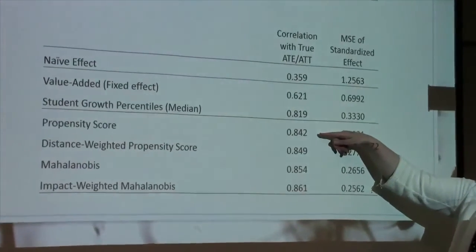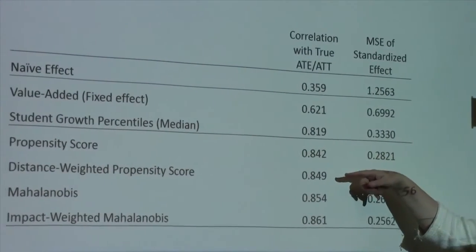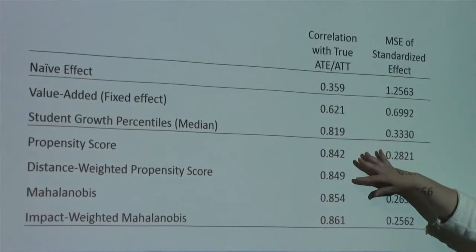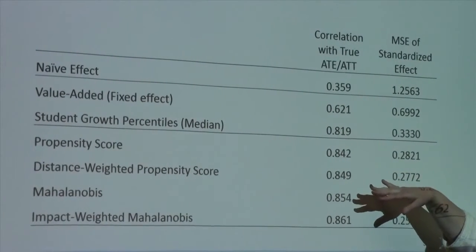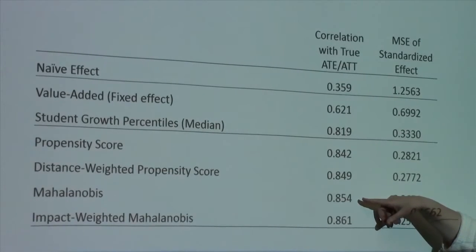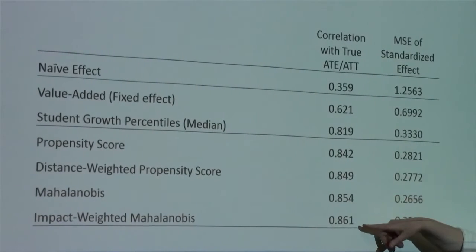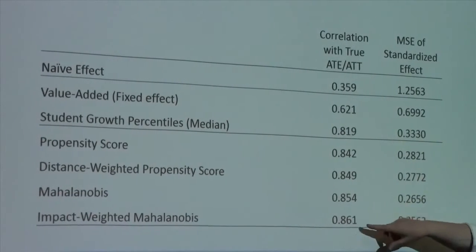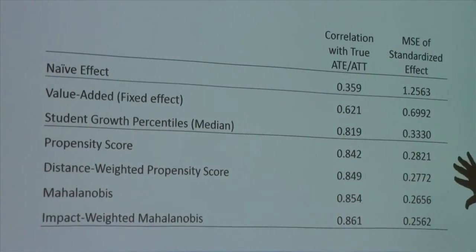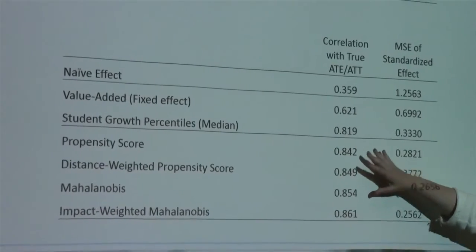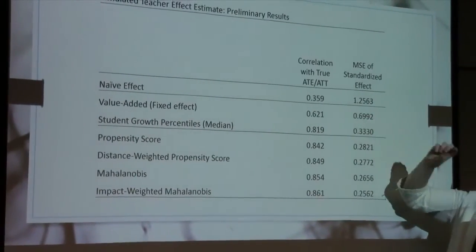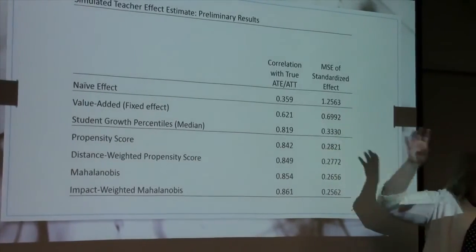The propensity score is a traditional method. This is using distance weighted, like I just showed you, with some slight revisions to it, a little bit better in this particular case. Okay, Mahalanobis distances did even better, and this is another innovation I haven't showed you that I've been playing with. I'm showing there's some promise that within these matching approaches we might get correlated with the truth just a touch better.